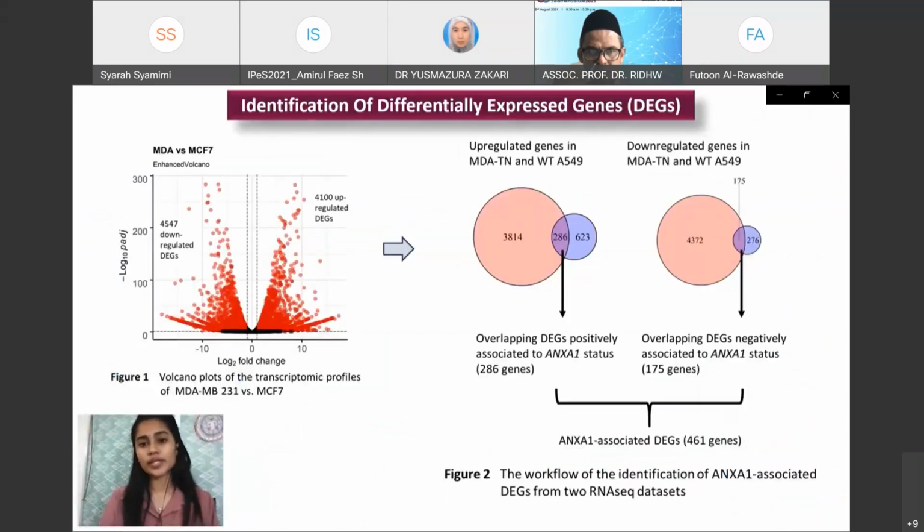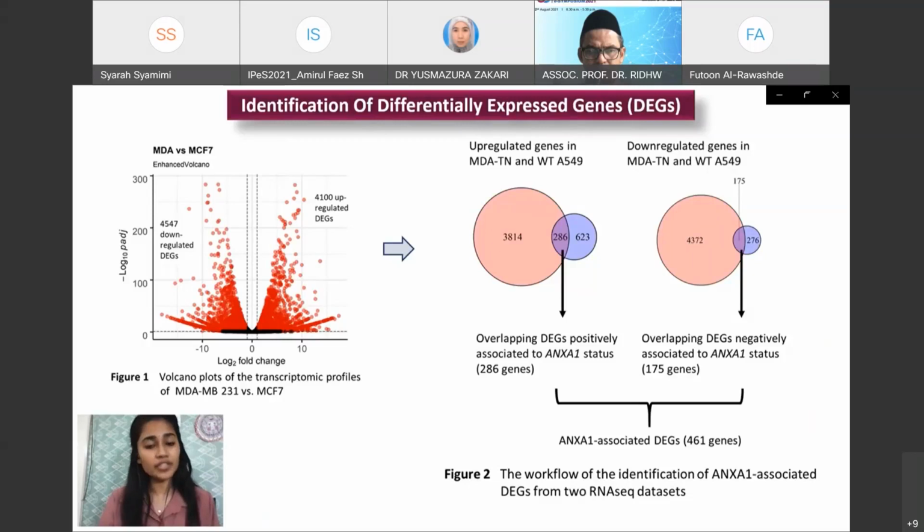Figure 1 is the volcano plot of the transcriptomics profiles of MDA-MB-231 versus MCF7. Comparing the two cell lines, we found 4,100 upregulated genes and 4,547 downregulated differentially expressed genes, DEGs. To prioritize only the annexin A1 related functions, we further filtered the DEGs and successfully identified 461 annexin A1 associated DEGs, with 286 genes upregulated and 175 genes downregulated.